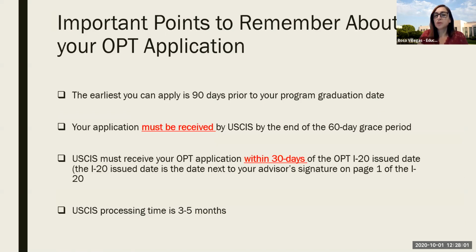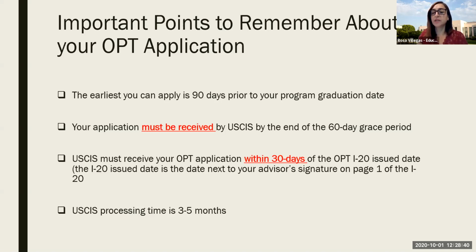Other reminders, so again, I mentioned and I show that the earliest you can apply is 90 days. The window to apply for OPT, if you graduate in this fall, it's already open. USCIS must receive your application within the 60-day grace period. I wouldn't recommend that you wait that long, because if you apply late, that 1 year of OPT gets shorter depending on when they approve your application. So it may still be approved, but you may not be able to have the entire 1 year of OPT.